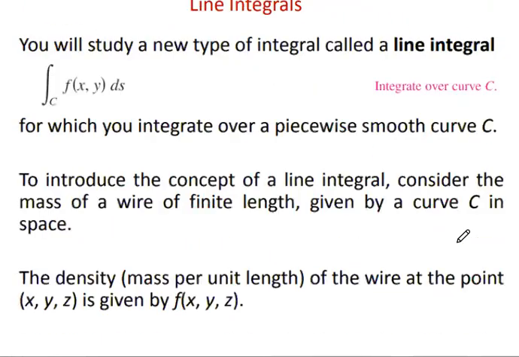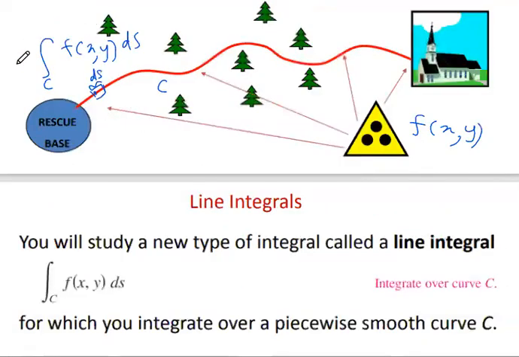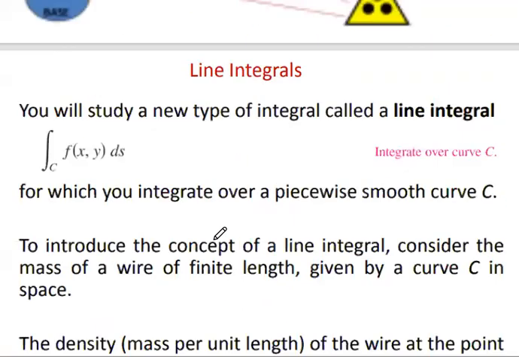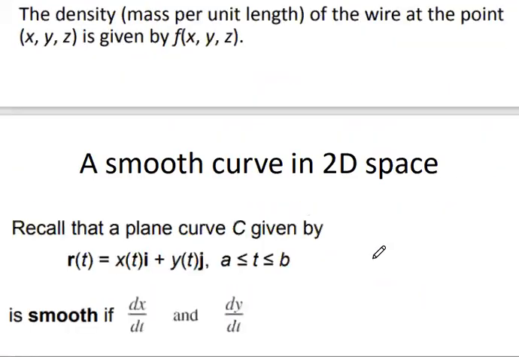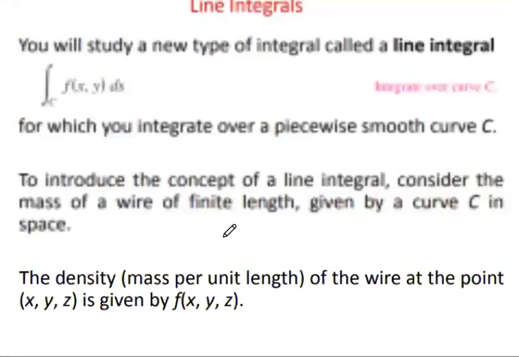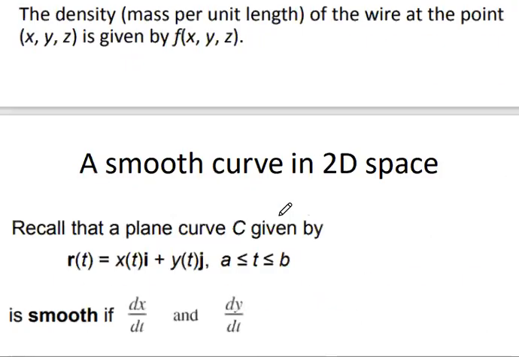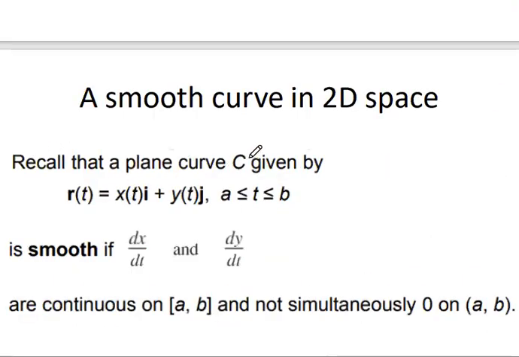So this is the motivation. Let's try to prove this equation. Let's say you can do that whenever you have a smooth path. So this is smooth. What does it mean? If your path is smooth, if your curve is smooth, then these derivatives are continuous, let's say on this interval AB.